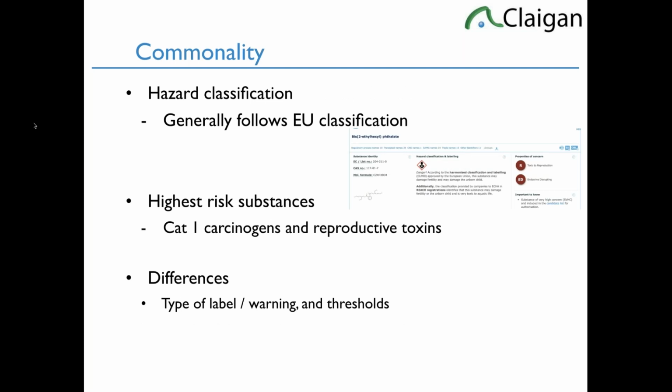What's the commonality? The classification legislations normally follow EU classification. Prop 65 is a bit stricter, but it basically uses a stricter classification than you see on the EU side anyways. Like DINP is a carcinogen in Prop 65, but it's not a Category 1 in Europe. But it does have recognized properties. The highest risk substances, of course, are the Category 1 carcinogens and reproductive toxins. And the differences in the different legislations, Prop 65, REACH SVHC, are all around what type of warning it is and the thresholds. It's not whether lead or DEHP requires a warning label, just what it is and what the threshold is.